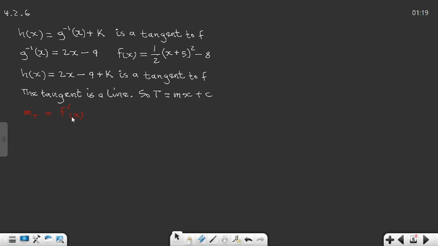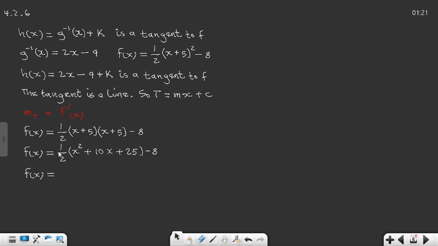Let's find f prime x, or the derivative of f of x. So what is f of x first? This is f of x. Let's expand the bracket and then we can find the derivative of f of x. Now from here, you can find the derivative. I'm not going to waste time to explain how to find the derivative. There will be a lesson on calculus where I'm going to explain this. As for now, let's find f prime x, or the derivative of f of x.